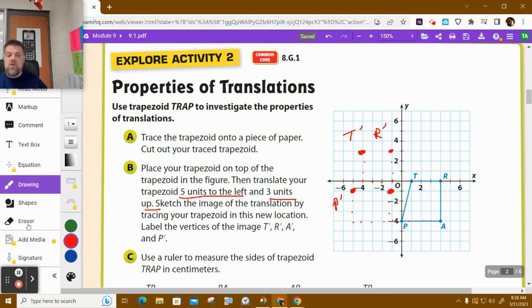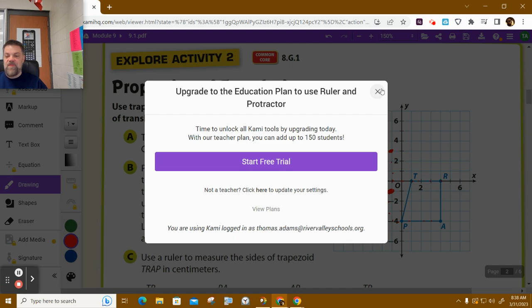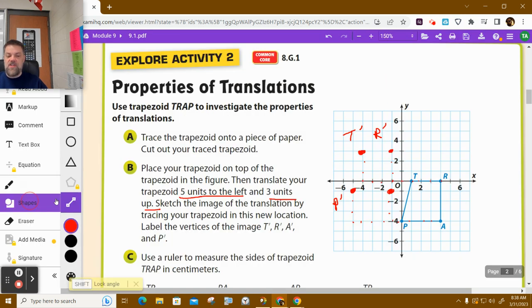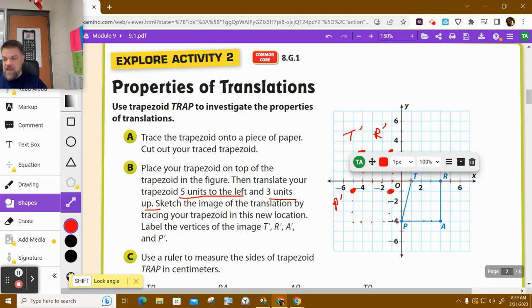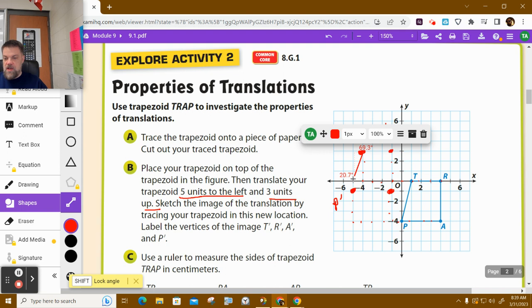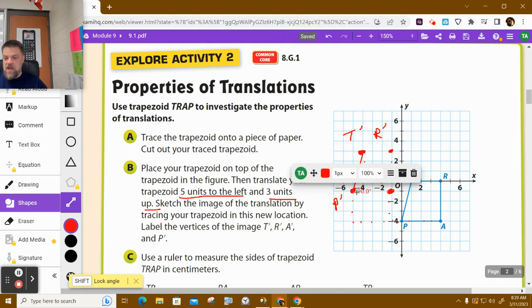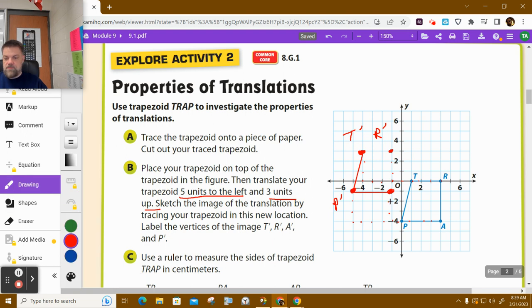Now, I should point out the next thing they want you to do is use a protractor. Mr. Adams is cheap. I didn't pay for the actual full-blown version of this software, so I don't have a protractor. But I can measure the angle by drawing this shape. If I draw this line from here to here, what they want you to do is draw from T prime to P prime over to A prime, right? Measure that angle. And what you'll find is whatever this angle is, it should be the same for this angle. What is that measurement, you guys, real quick?